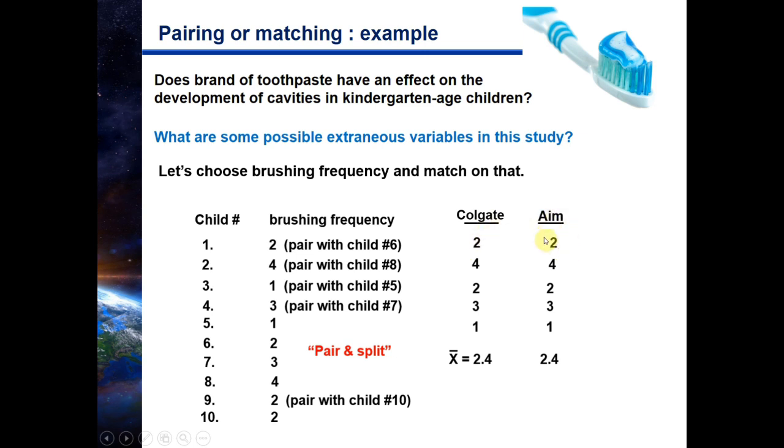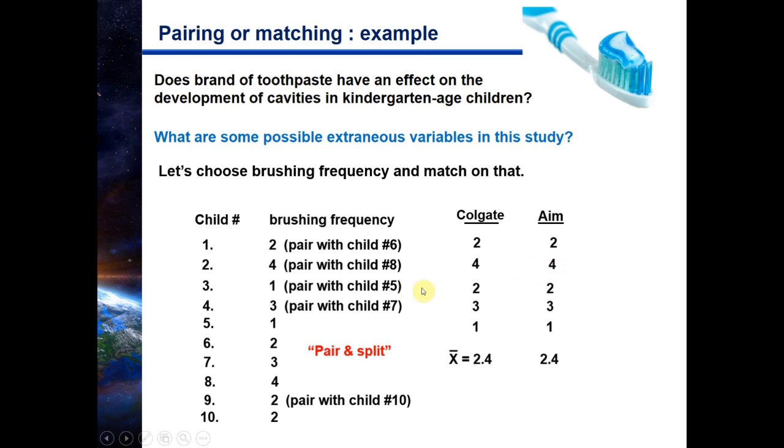Okay, so one goes here, one goes there, and that's just random, who goes in which group. Then you look at the next child. This child brushes 4 times a day. So now you've got to find another child who brushes 4 times a day, and that happens to be child number 8. So child number 2 gets paired with child 8, and then what you do is you randomly split them up so that one goes in the Colgate group and the other goes to the AIM group.